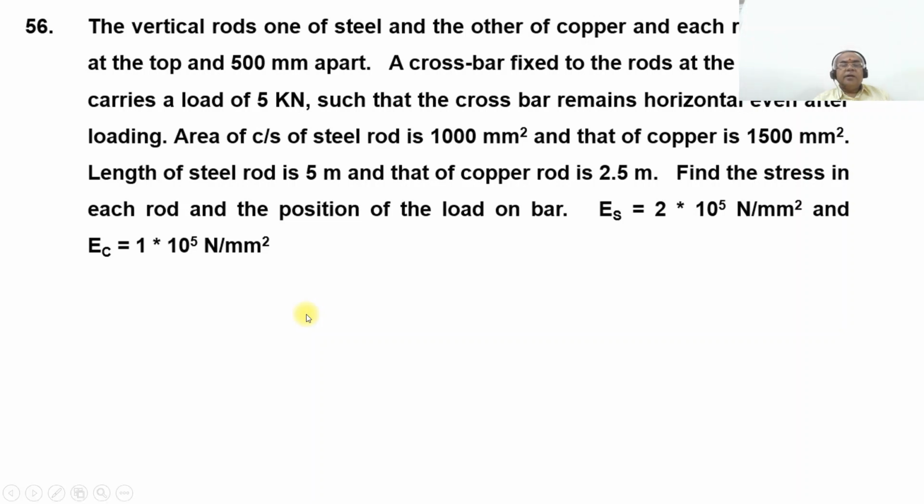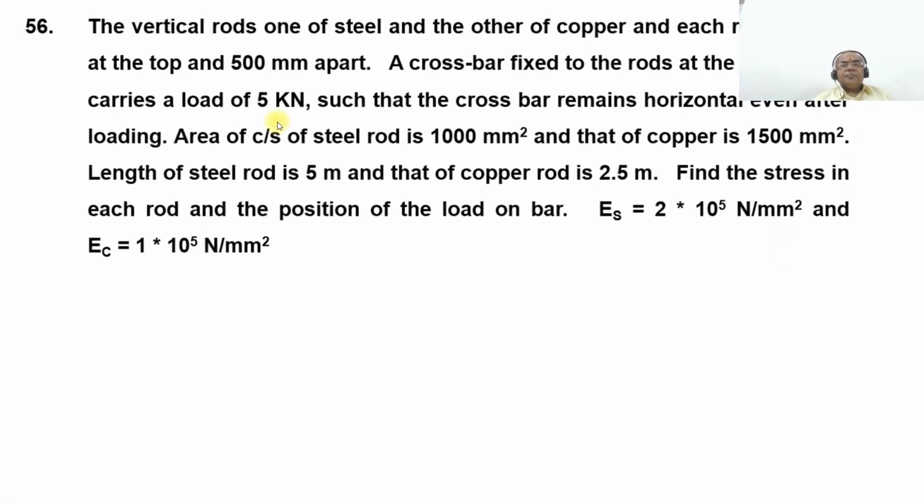Now, we're going to take up one more problem, problem number 56. Two vertical rods, one of steel and the other of copper, are each rigidly fixed at the top and 500 mm apart. A crossbar fixed to the rods at the lower ends carries a load of 5 kN such that the crossbar remains horizontal even after loading.